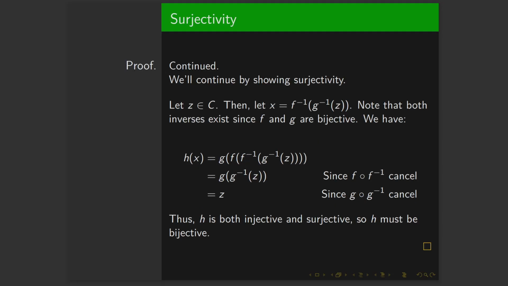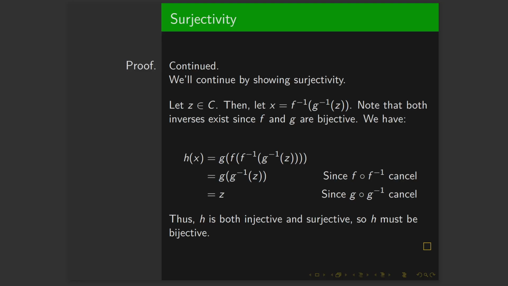Now let's look at surjectivity. Let z be an element of C. Then we're going to let x equal f inverse of g inverse of z. This is really weird, but we know that the inverses exist because f and g are bijective. So we have that h of x is the same as g of f of x, but then x is the same as f inverse g inverse z. So in total, we have g of f inverse of g inverse of z.